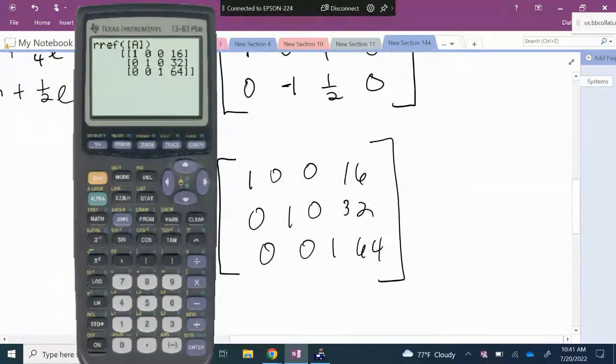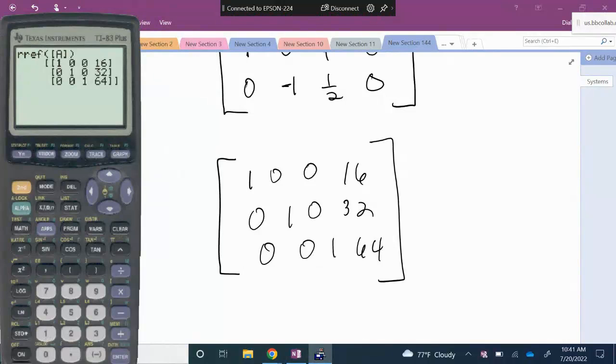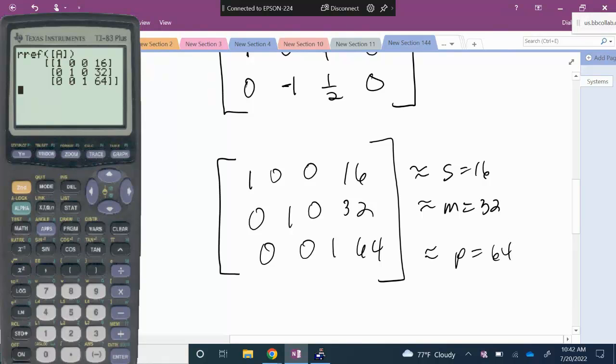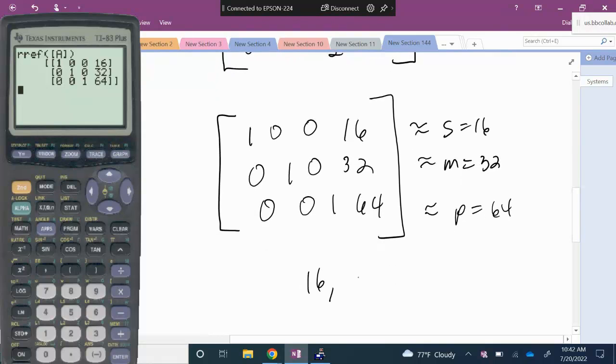Right. So we're going to read that first row. That's an equation as s is equal to 16, because we set our variables s, m, and l. So s is equal to 16. M is equal to 32, and l is equal to 64. So we have the ordered pair solution 16, 32, and 64. If you add all 3 of those numbers up, they should equal 112.